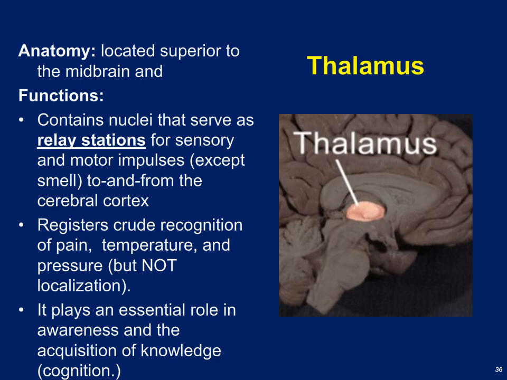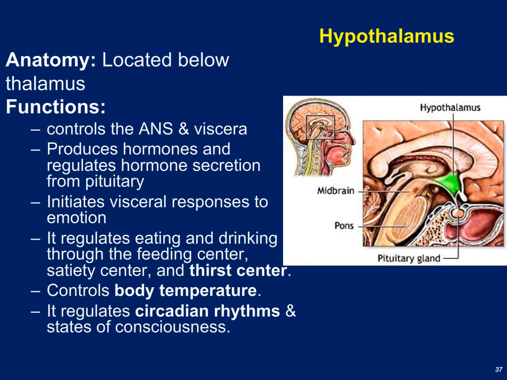And unlike the other lower brain regions, the thalamus actually does register a crude recognition of certain types of sensory input, for example, pain, temperature, and pressure. However, it does not fully process these data, and so when these stimuli do reach the thalamus, we become partially aware of them, but we're not able to localize them on the body. For example, if you were to slam your right thumb with a hammer, your thalamus would partially make you aware of that pain, but until that information actually reached the cerebral cortex, you wouldn't be aware of what area of the body is actually in pain. Now, the other thing the thalamus does is it plays an essential role in awareness and also cognition, which is the acquisition of knowledge.